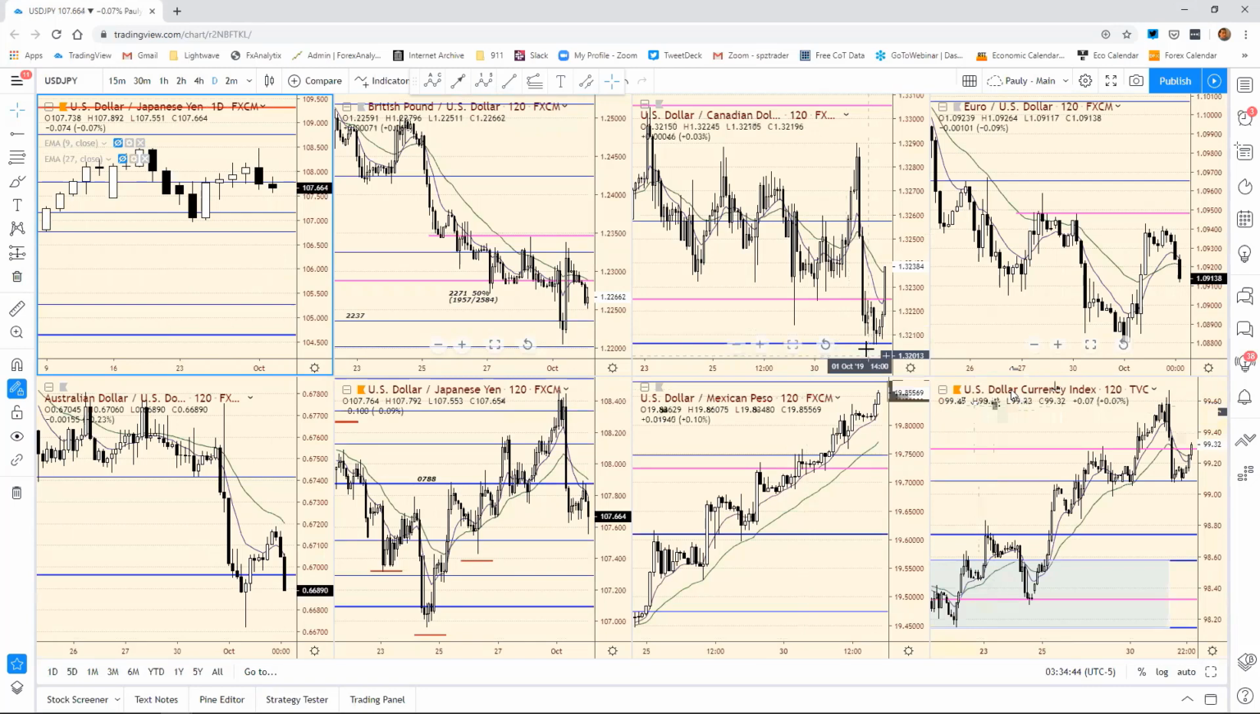See a quick little pop up here, and the dollar CAD. Let's go move into the cash dollar index.